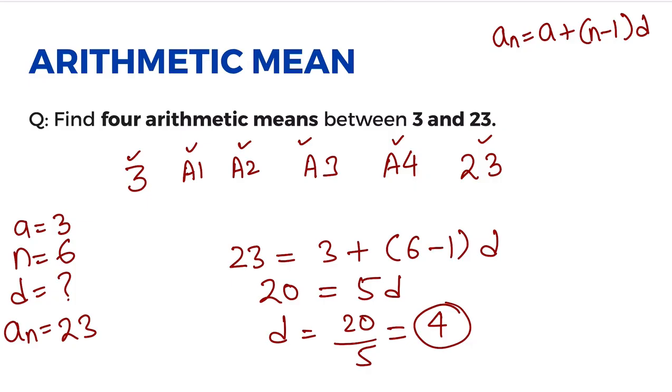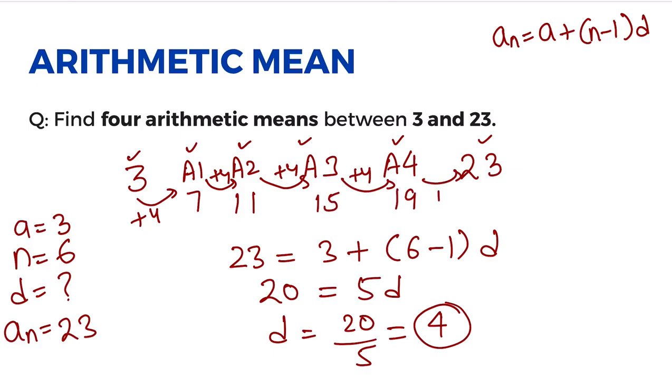So to get A1, you just add 4 to it, so that is 7. This is the answer. You add again 4 to it, that is 11. You again add 4 to it, that is 15. You again add 4 to it, that is 19. And you again add 4 to it, that will become 23. So 7, 11, 15, 19 are the arithmetic means.